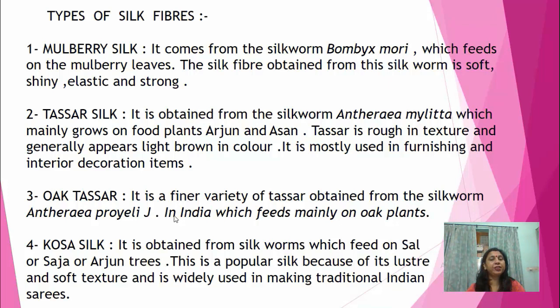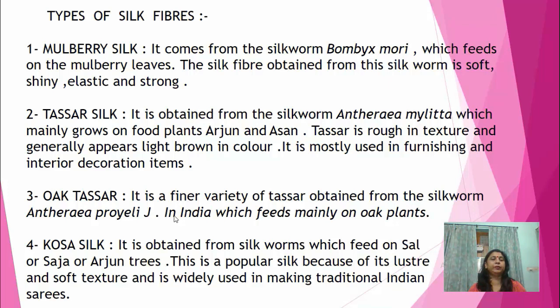Tussar is rough in texture. Whenever silk comes to our mind, that is lustrous and soft, but this silk, that is tussar silk, is actually rough in texture, and it generally appears light brown in color. And this tussar silk is mostly used in furnishing and interior decoration items.